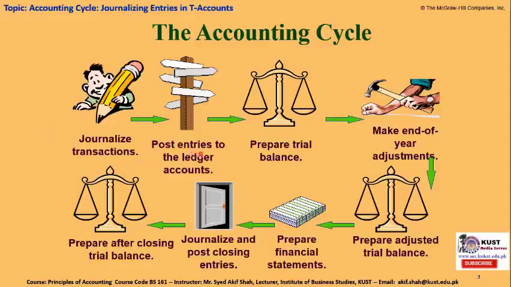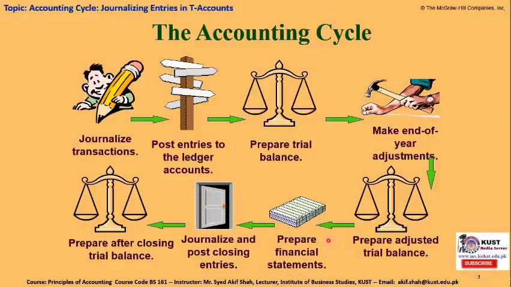Then we post these entries to the ledger account. The next step will be to make a trial balance to know whether we have posted our entries correctly or not. If certain mistakes or omissions have been made, then at the fourth step we have to make the year-end adjustments or adjusting entries. The fifth step will be to prepare the adjusted trial balance. The sixth will be to make the financial statements we have studied, the three or four basic financial statements like the balance sheet, income statement, statement of owner's equity, and statement of retained earnings, which we can make from the adjusted trial balance.